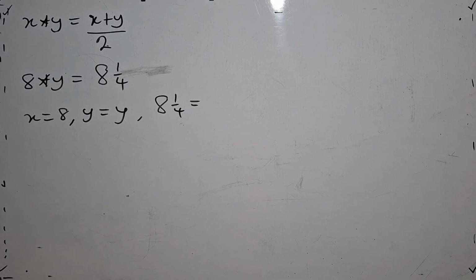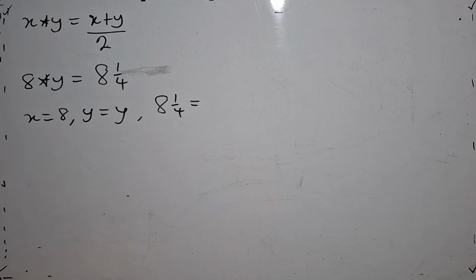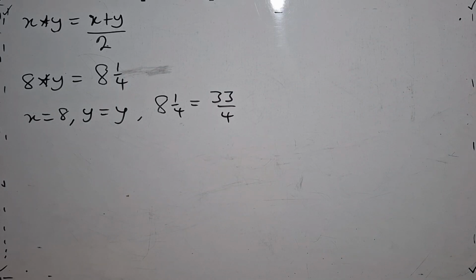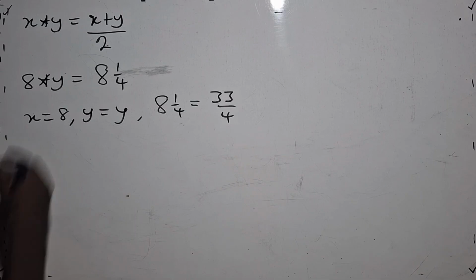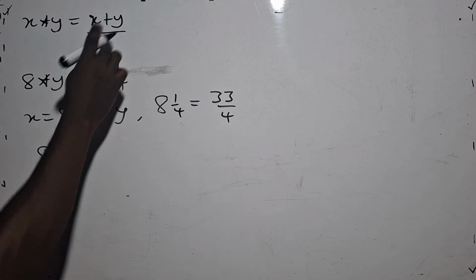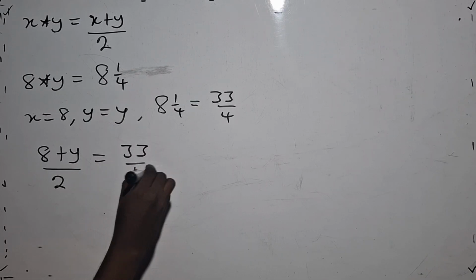into what? Improper fraction. Yes, improper fraction. So 8 times 4 is 32 plus 1, 33 on 4. So we change it to what? Improper fraction. And that's how we change it. Now let's put it back into our operation. So x on y. So we have 8 plus y all on 2 is equal to now 33 on 4.